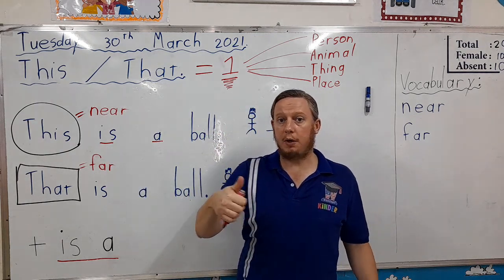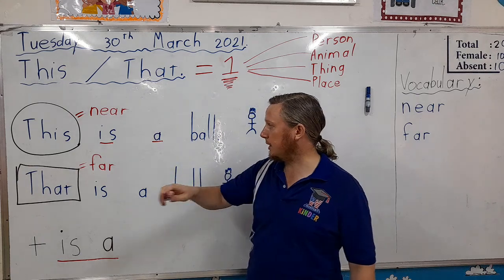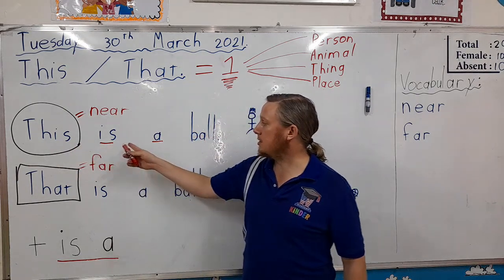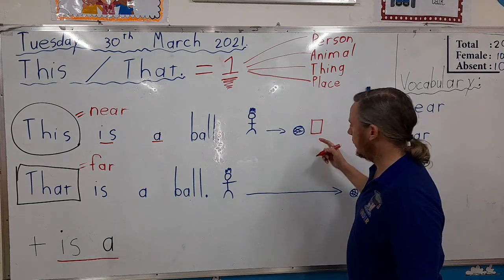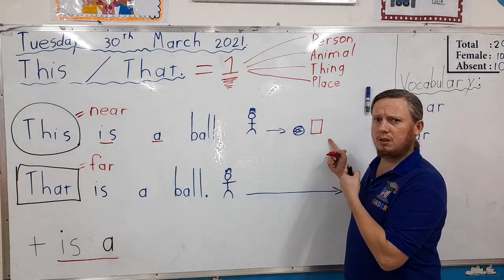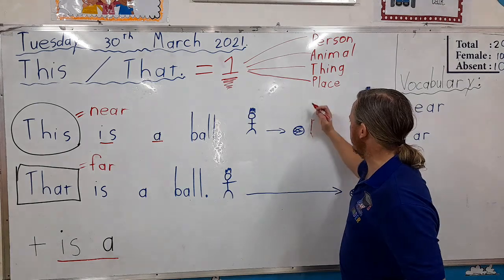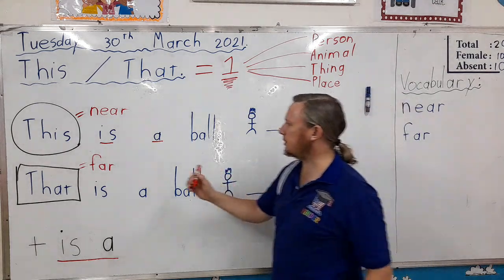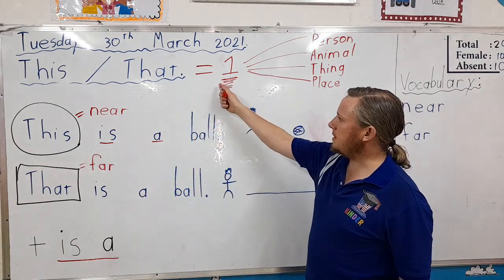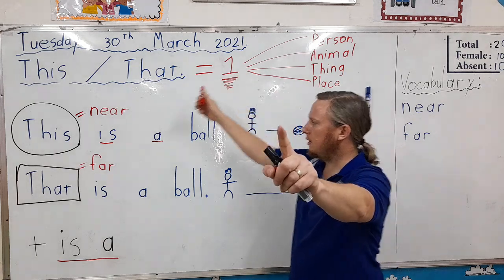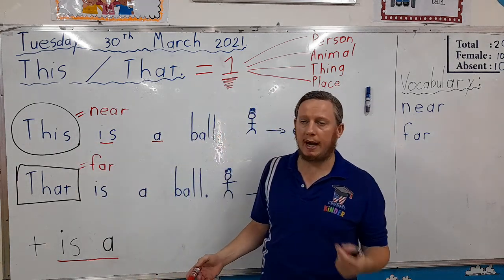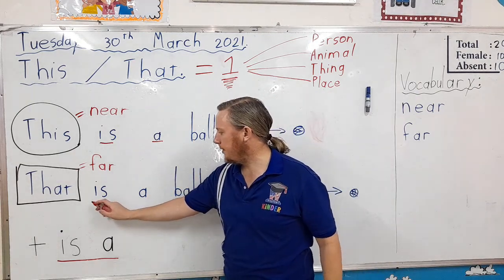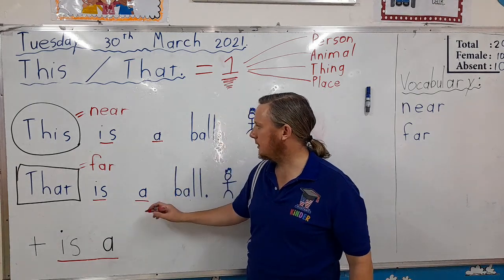Okay, if I wanted to say the statement is false, we can say this is not a ball. And I can draw this square. This is not a ball. But don't worry about positive and negatives for now. Just remember the rules. This and that, 1. This near, that far. And remember, after this and that must always have is a.